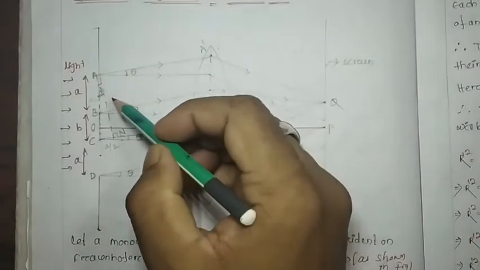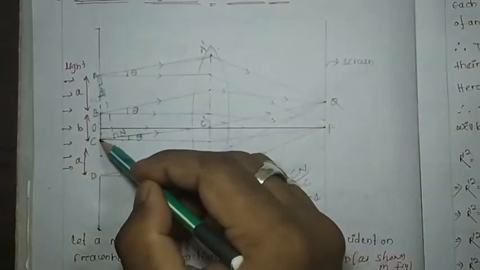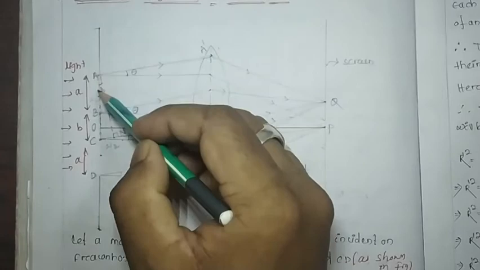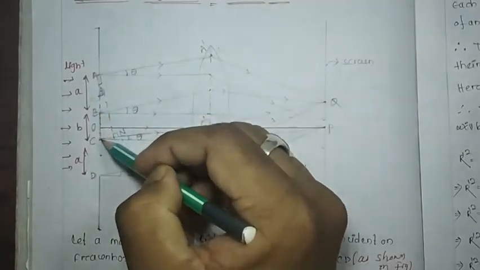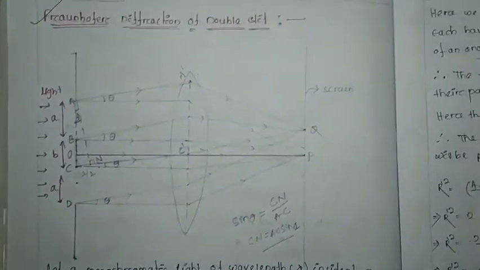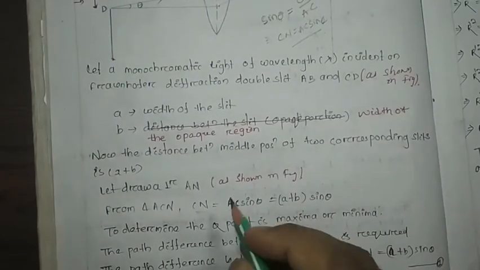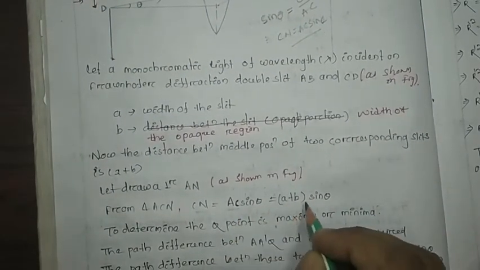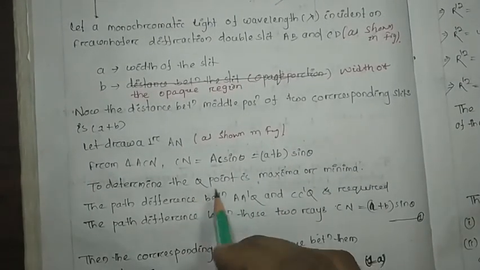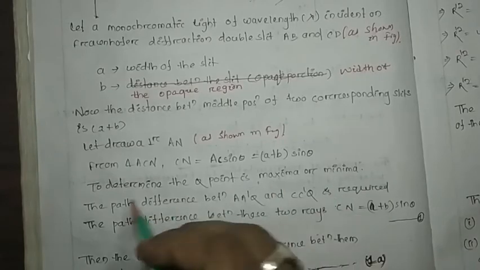Here AC is the A to C distance. A to C distance will be how much? A to B is a, B to C is b. So A to C will be a plus b. So instead of AC, I can write (a plus b) sin theta. Okay. To determine whether the Q point is maxima or minima.